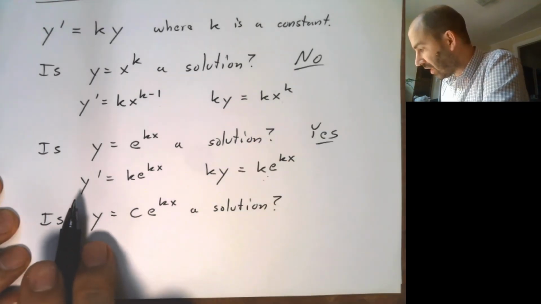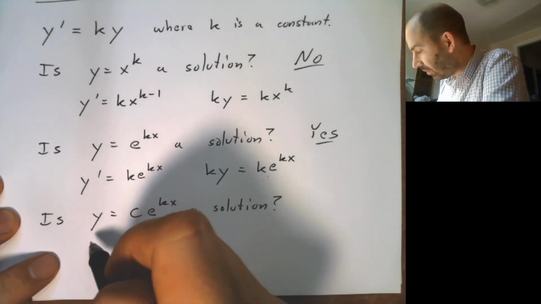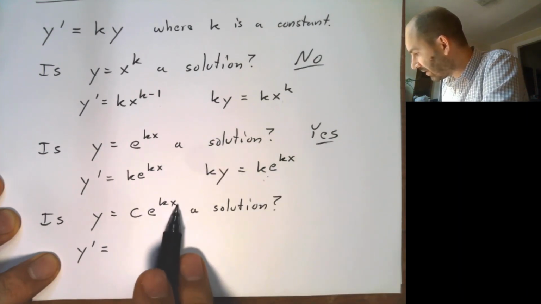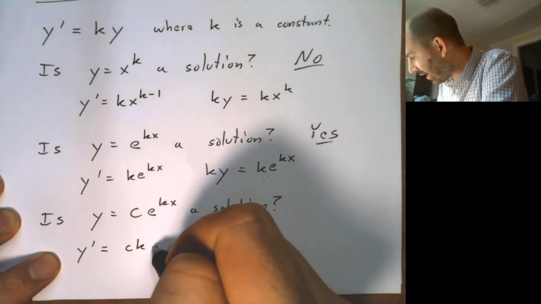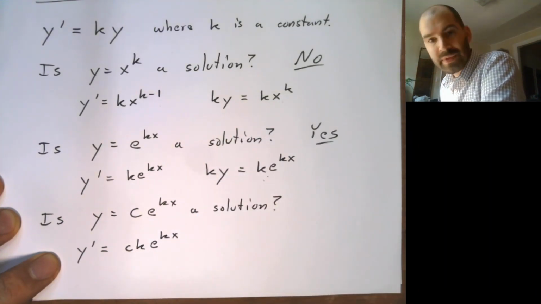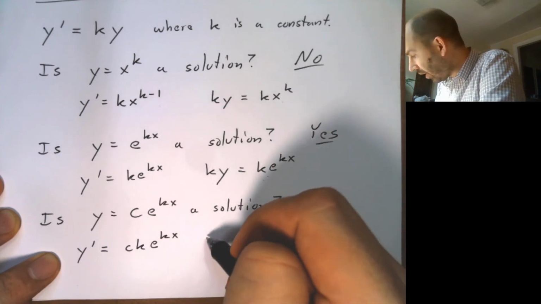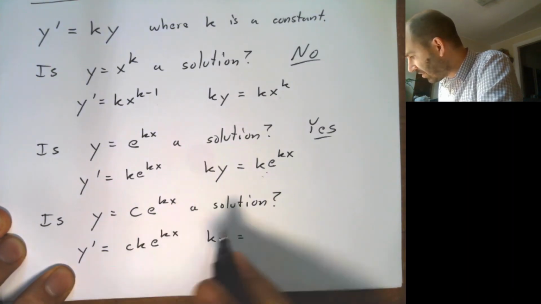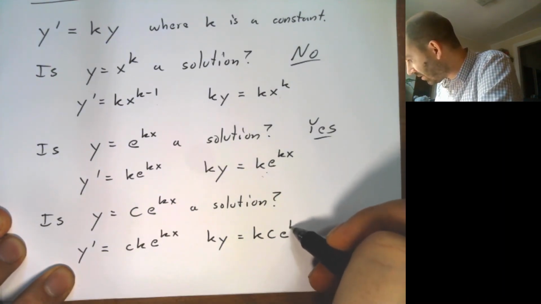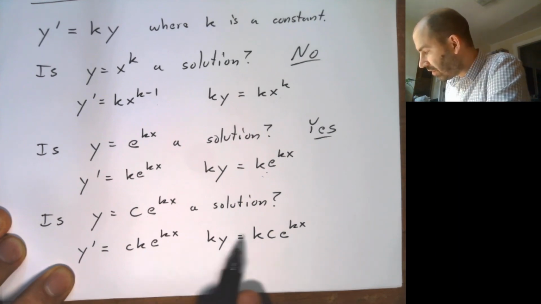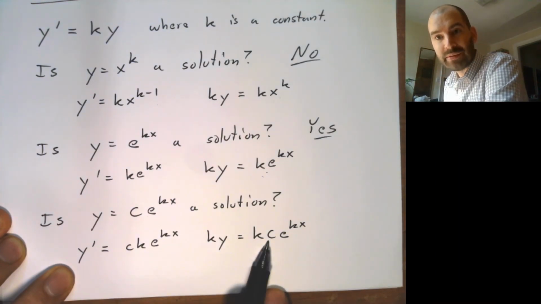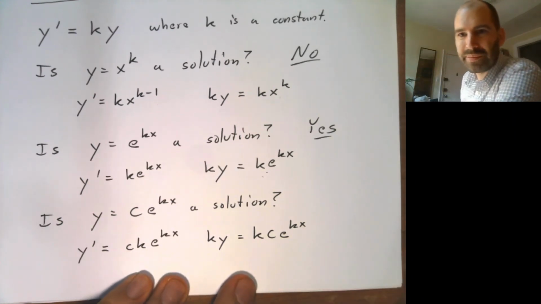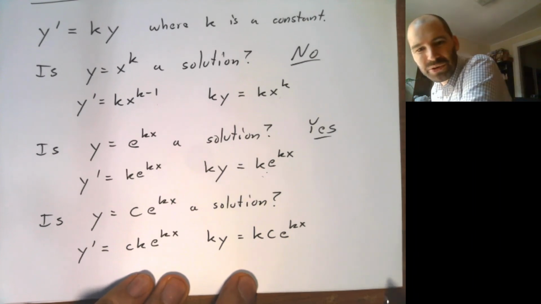Well, what do I have to check? I have to check y prime and k times y, see if they're equal. Y prime, if I take the derivative of this, well, c is a constant, so I just jump past it, take the derivative of this, I get c times k e to the kx. And then I have to check k times y. K times y is equal to k times this, so that's k times c times e to the kx. Are these equal? Yeah. The c and the k are in different orders, but multiplication's just commutative, right? So yeah, these are the same.